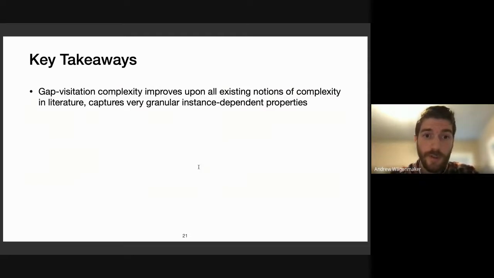So the takeaway is basically that the gap visitation complexity essentially improves upon all these other notions of complexity that appear in the literature, and it captures these very granular instance-dependent properties.